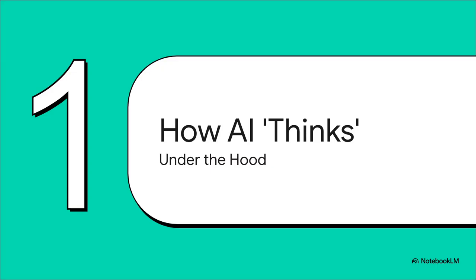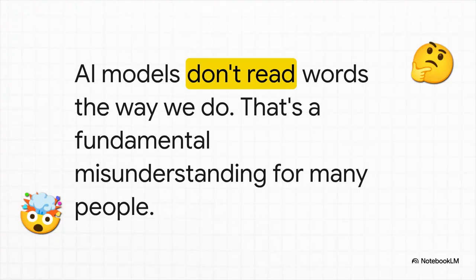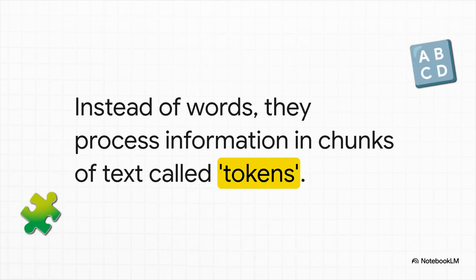Okay, so to really get the hang of this, we've got to peek under the hood a little bit. We need to understand how these AI models actually think. And trust me, it's probably not what you're picturing in your head. And here is the first big surprise, a real mind bender for a lot of people. These large language models, they don't actually read words, not like you and I do. So if they're not reading words, what are they doing? Well, they see the world in something called tokens.